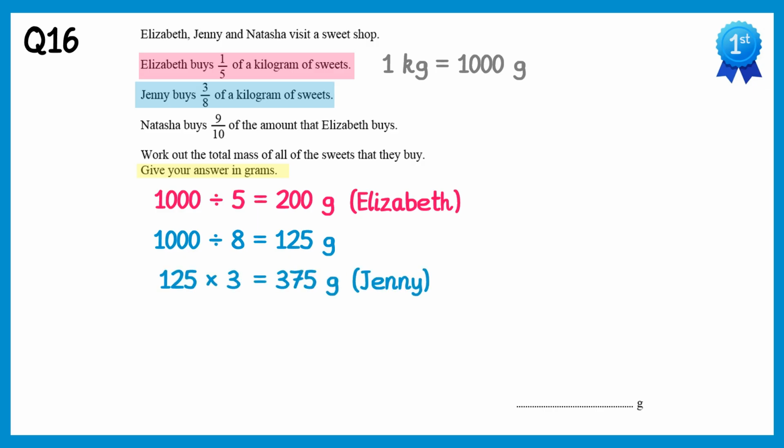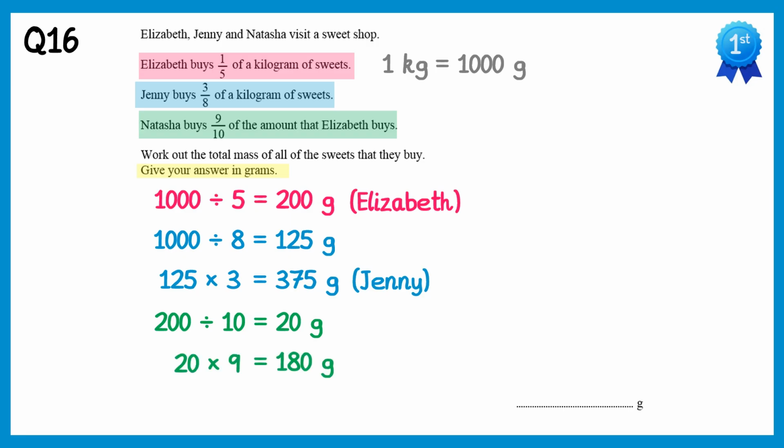So that's Jenny's. For Natasha, it says 9/10 of the amount that Elizabeth buys. Now Elizabeth bought 200 grams, so we'll do 9/10 of 200. So 200 divided by 10 gets you 20, that's 1/10, and to get 9/10 we times this by 9, so 20 times 9 is 180, and that's Natasha's amount. To get the total we just add all of the amounts together, so 200, add 375, add 180, gets you a total of 755 grams.